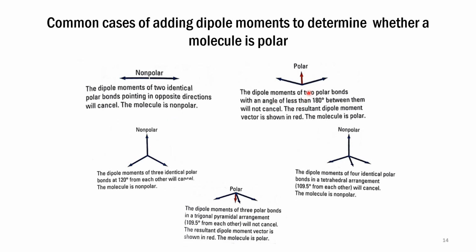Okay. Kalau bentuk dia macam ni, bentuk macam band, macam dalam band, okay. So bila band sini satu, sini satu, so the net dipole dia, the resultant net dipole dia akan pergi ke sebelah macam ke atas lah. Okay. So the dipole moment of the two polar bond with an angle of less than 180 degree between them will not cancel each other out. So the resultant dipole moment vector is shown in the red.